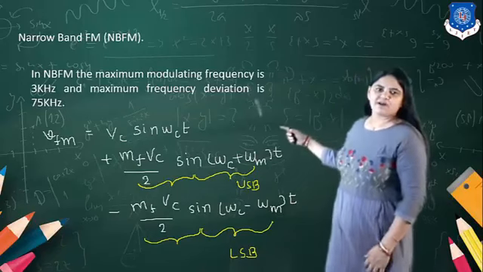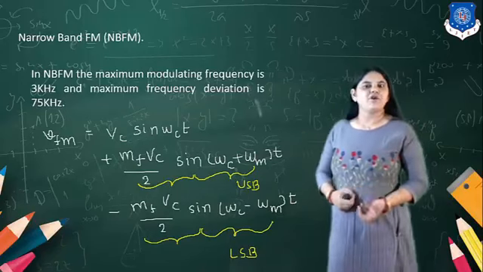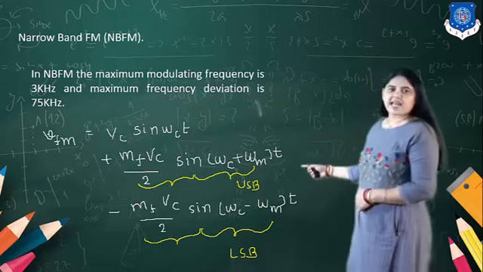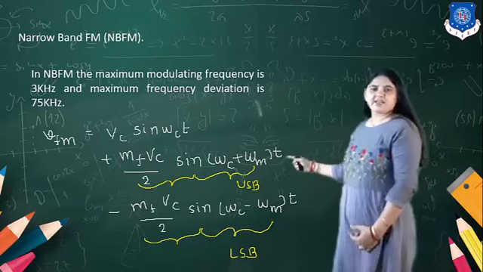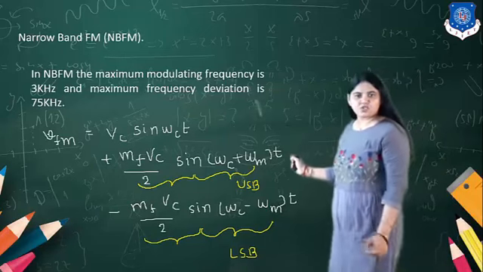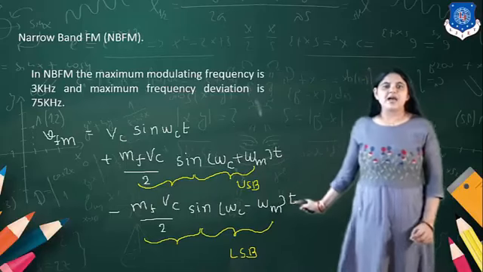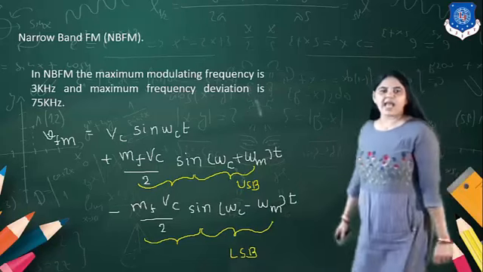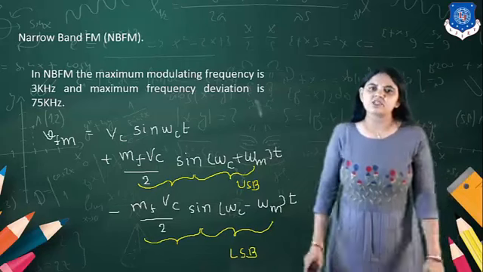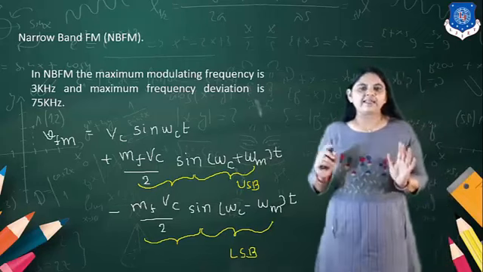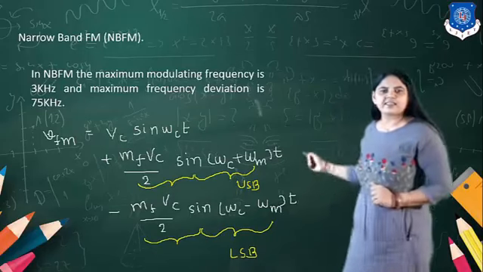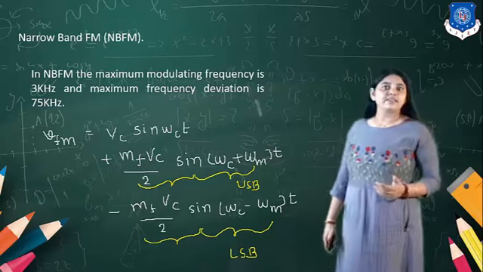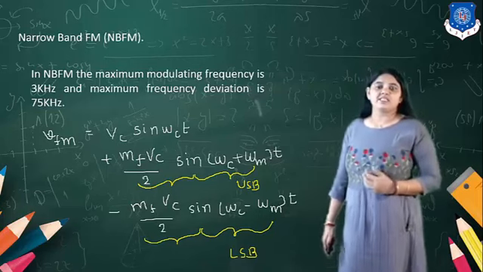Here is the equation for the narrow band FM. It is VFM, the voltage equation for the FM wave: VC sin omega C T plus MF VC by 2 sin (omega C plus omega M) T, minus MF VC by 2 sin (omega C minus omega M) T. So this consists of the carrier, the USB and the LSB. Here you can see that the sign for the LSB is minus, so it is phase shifted by 180 degrees.